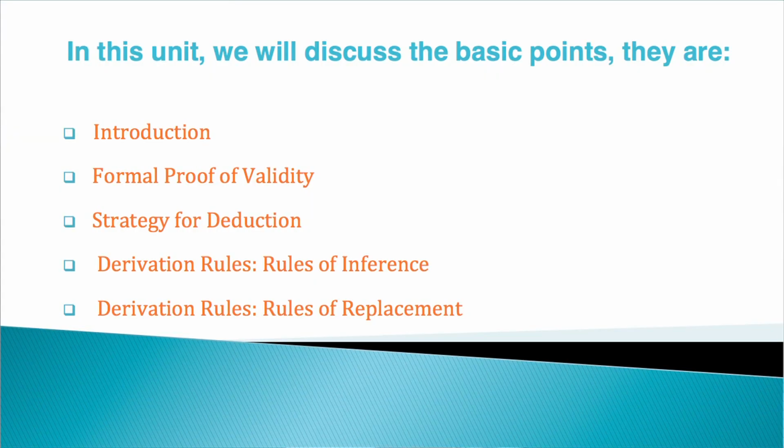Dear learners, today I will take the unit number 6 of the second semester philosophy, that is logic 2. The unit name is formal proof of validity. Dear learners, in this unit we will discuss the basic points. They are formal proof of validity, strategy for deduction, derivation rules, that is rules of inference, and second one derivation rules, that is rules of replacement.